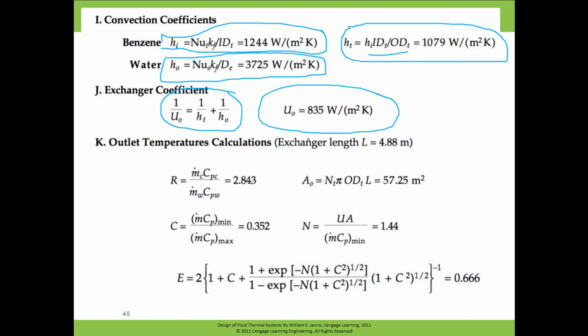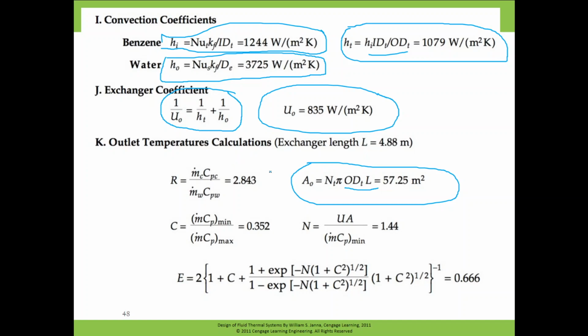Okay, we know the length 4.88, and we know the number of tubes, so we can find the heat transfer area. The heat transfer area is the number of tubes multiplied by the heat surface area from one tube. It comes out to be 57.25 meter square, and remember that it's the outer surface area of the tube.